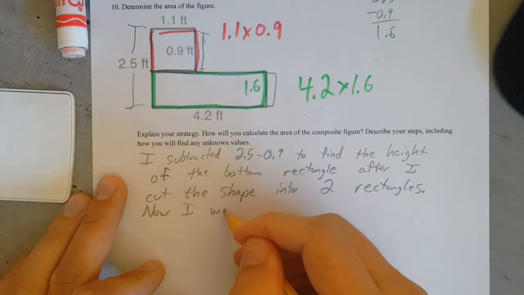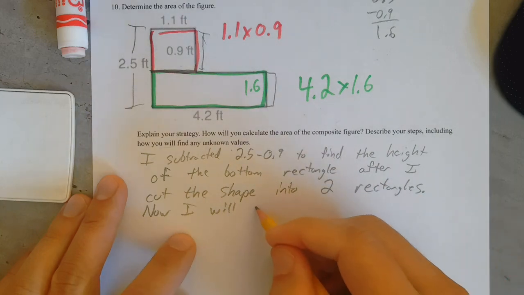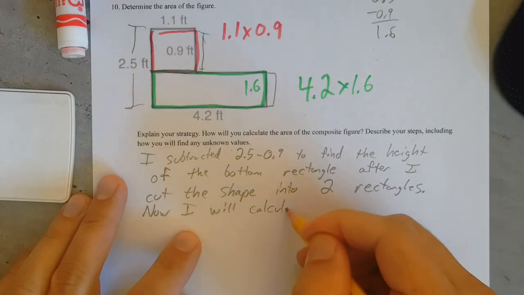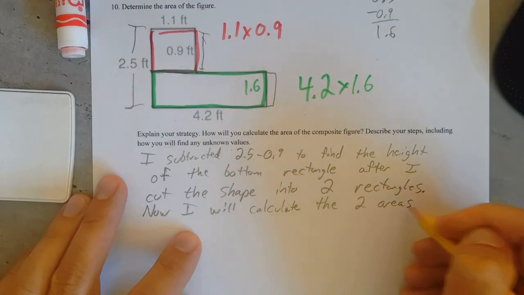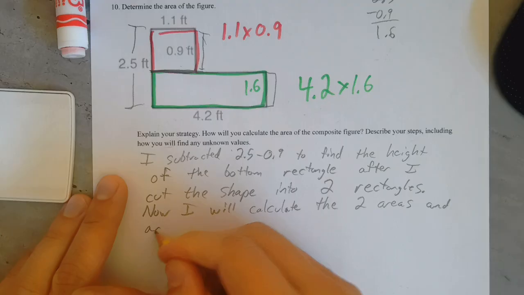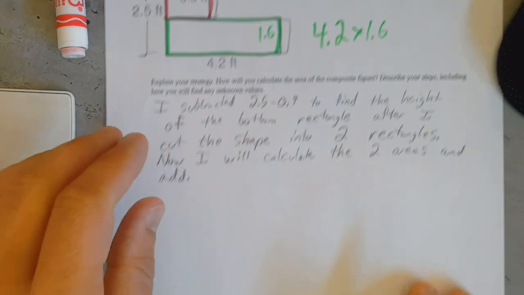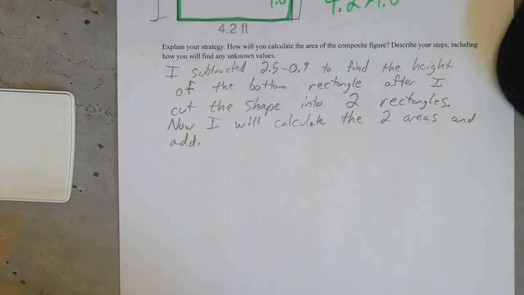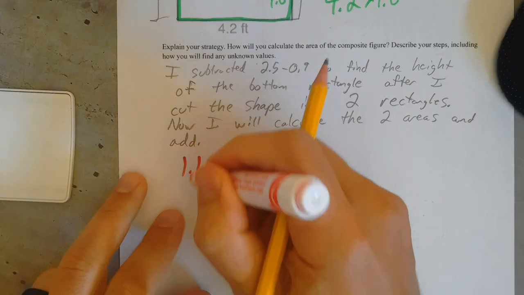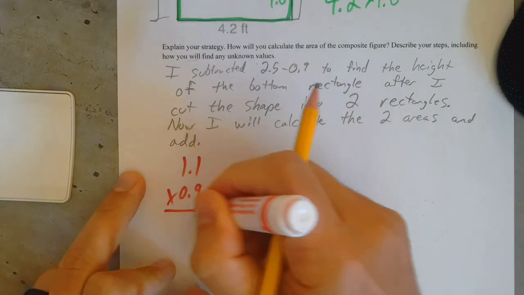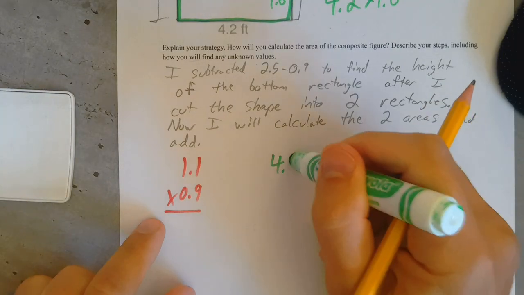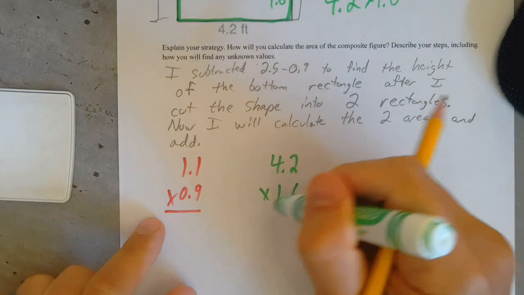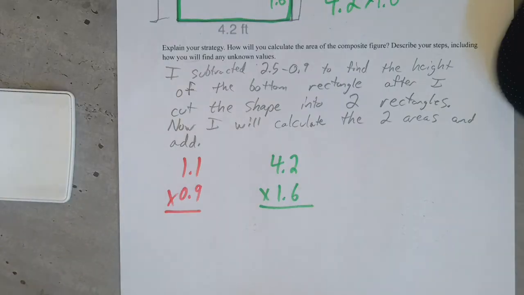Now I will calculate the two areas and add. Okay. So I got my first one. I'm going to write this in red just so we can see it there. And I got my second one. I'm going to write this in green. And then we will work this out.